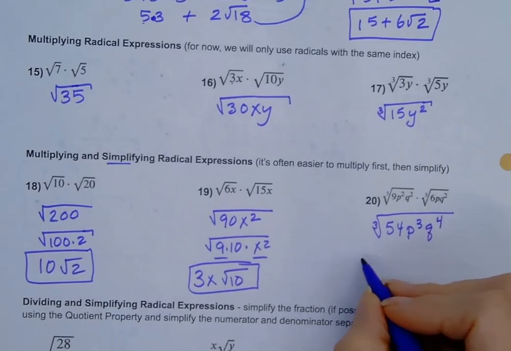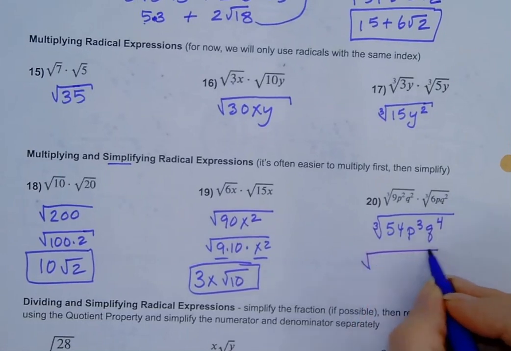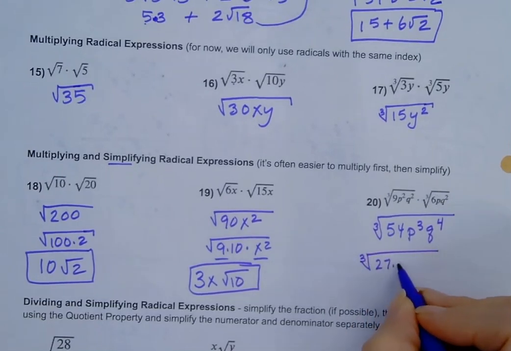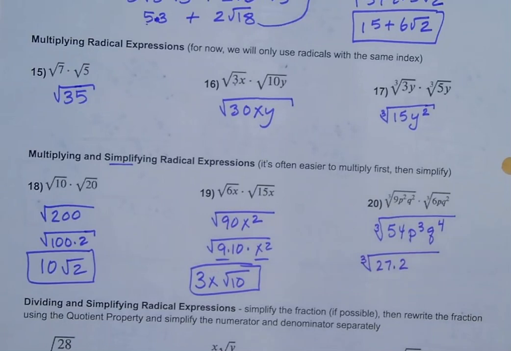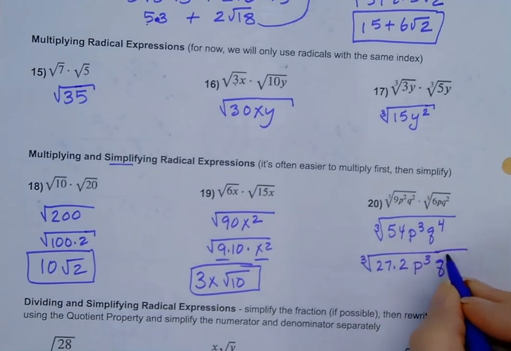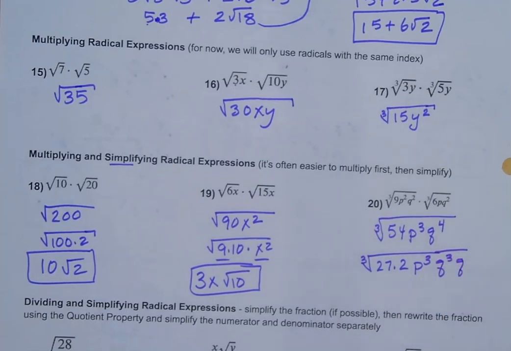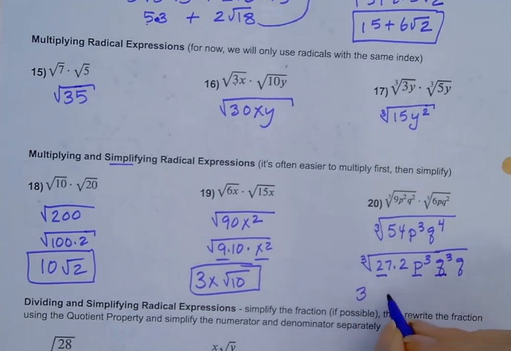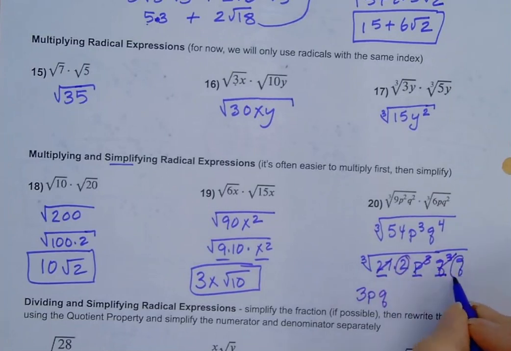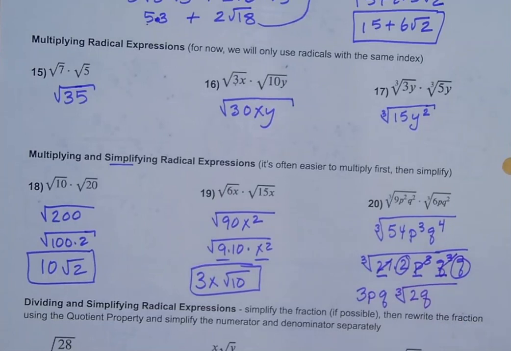All right, I'm thinking about all the cubes I know, so I'm going to say this is 27 times 2, because 27 is a perfect cube. Times p cubed times q, I'm going to write this as q to the third power times q. Now I can see all of my perfect cubes and pull them out. The cube root of 27 is 3. Cube root of p cubed is just p. The cube root of q cubed is just q. And I could not take the cube root of those remaining factors, so I'm just going to keep them inside as the cube root of 2q.